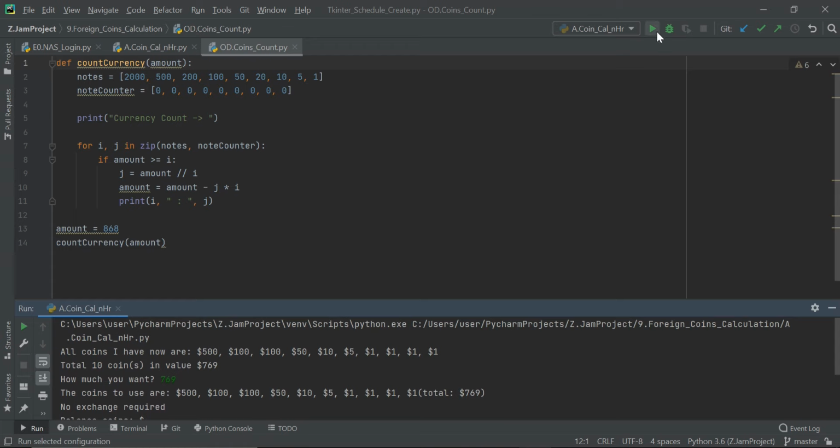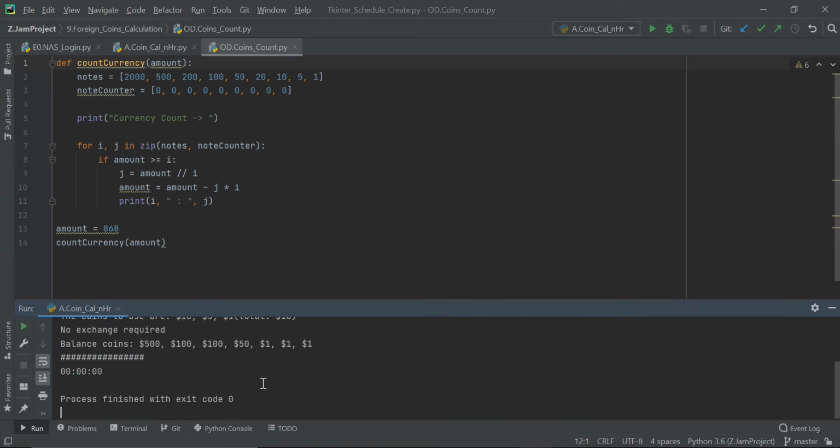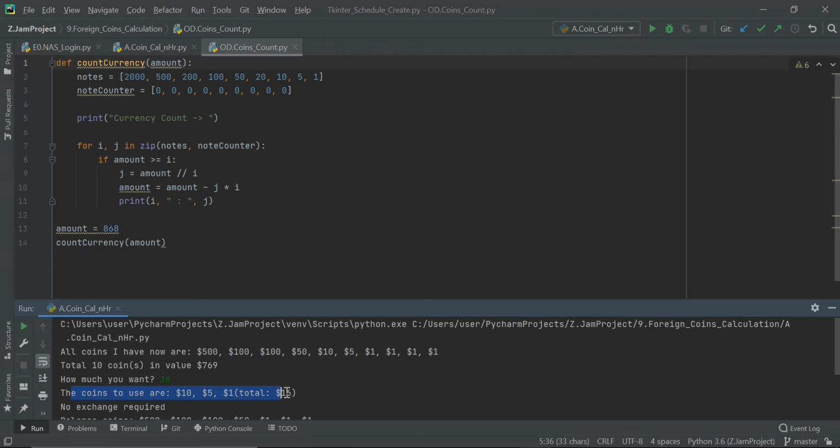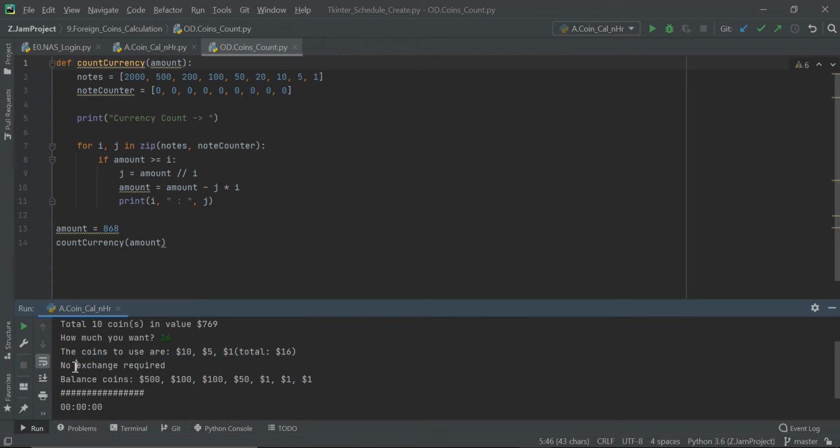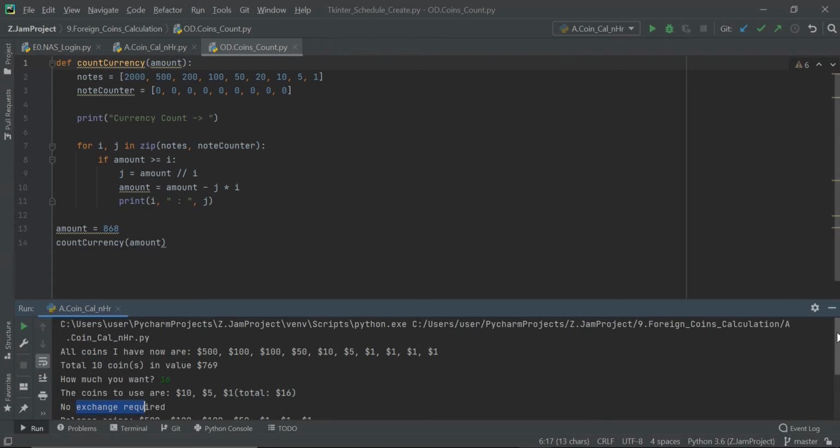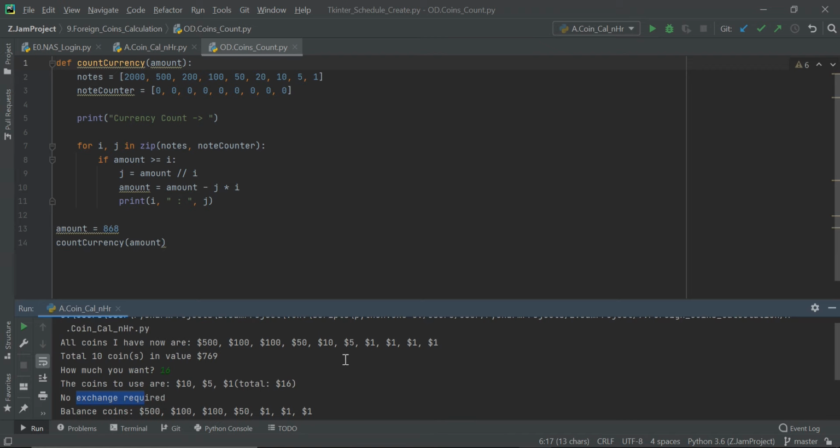Third demo. I asked for $16, which you can see from my coin list. I can pay for this amount without exchange required. So let's run my program and see. And the program tells exactly to pay the 3 coins required. The program also shows the balance of 7 coins after paying the 3 coins.